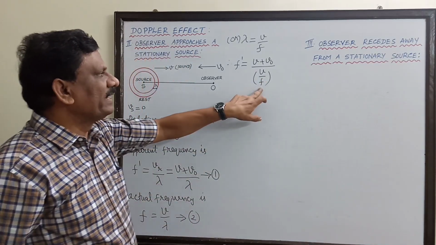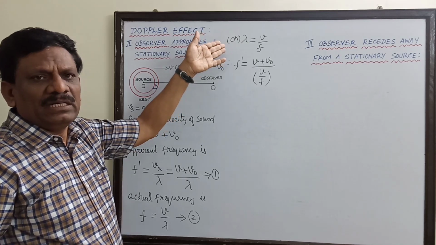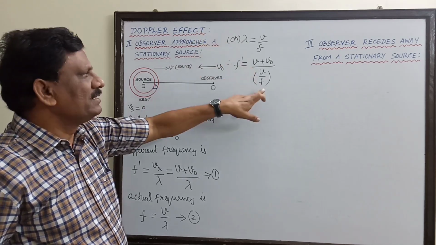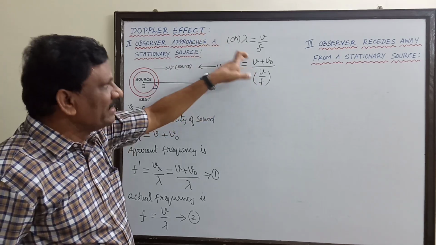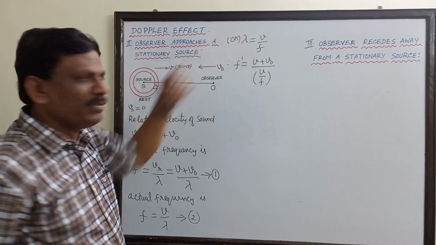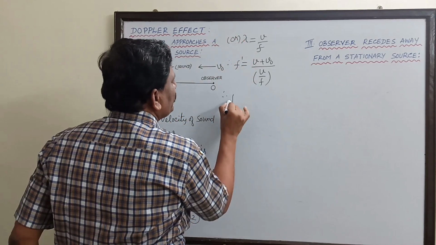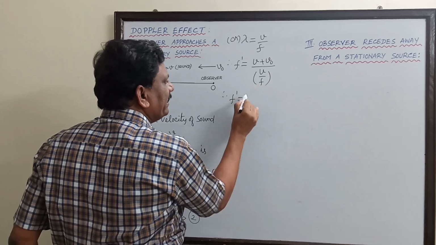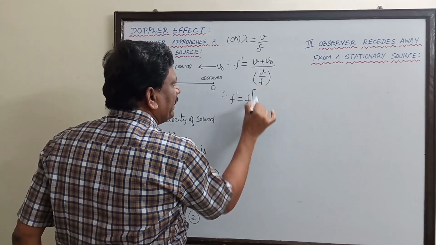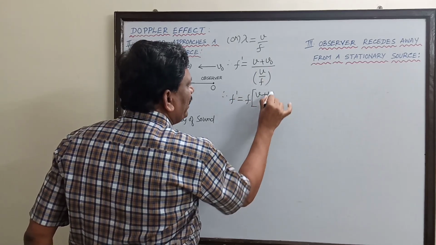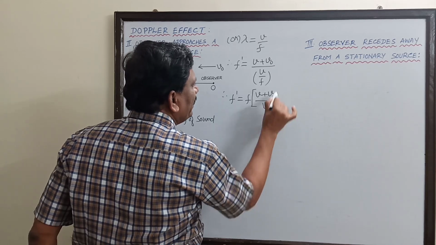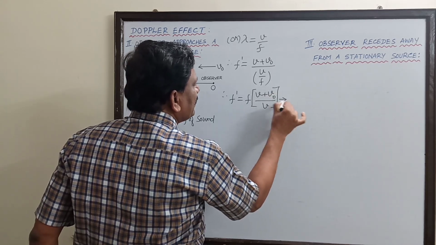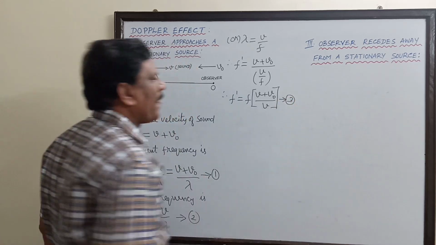The numerator factor f can be brought to the numerator here, is it not? See, this is actually in the denominator, but when it is shifted up, it will come to the numerator. Therefore, f dash is also now equal to this f multiplied by (V plus VO) divided by V, and this is equation 3.